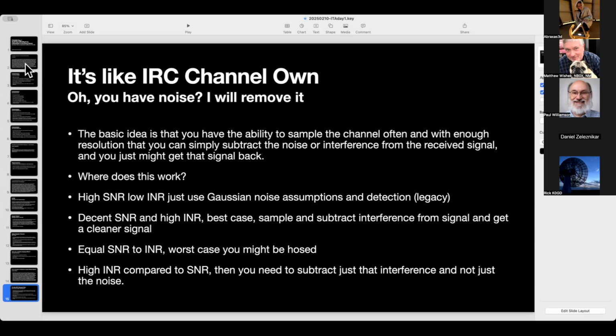If you have decent SNR and a high interference to noise ratio, that's the best case. You can sample and subtract the interference from the signal. You get a much cleaner signal. It gives you results really quickly with low latency. The worst case, where this doesn't work for you, is when you have roughly equal signal to noise and interference to noise ratios. If you have a high interference to noise ratio, then you can just subtract that interference, and then you can deal with the noise.